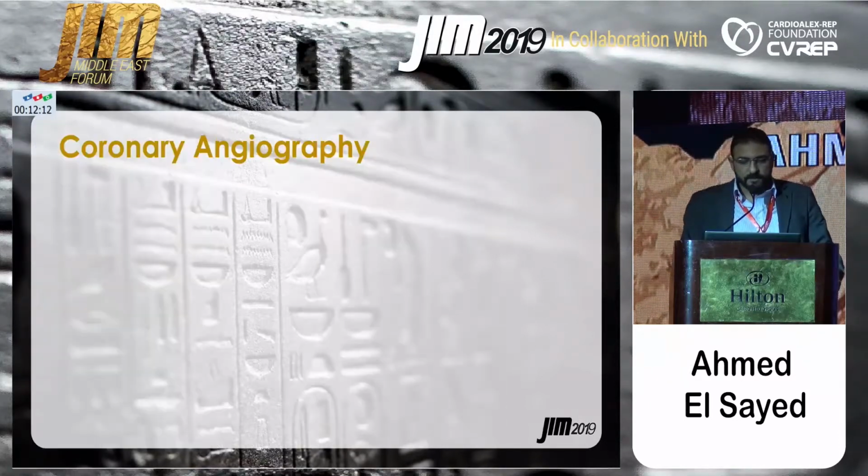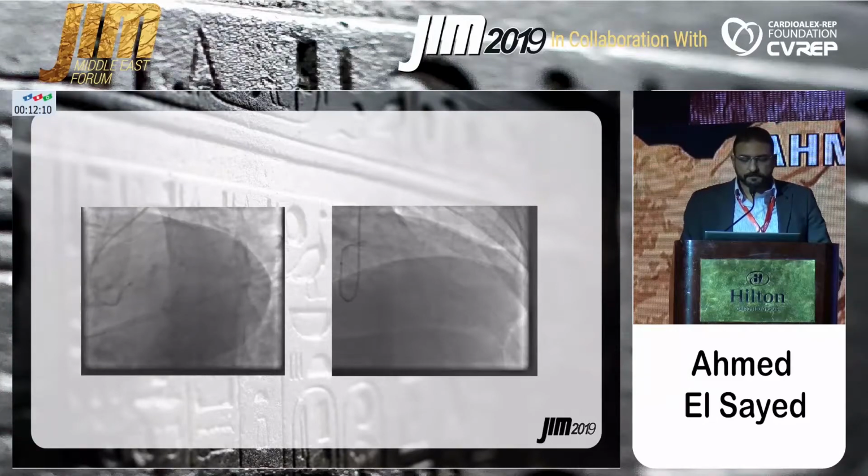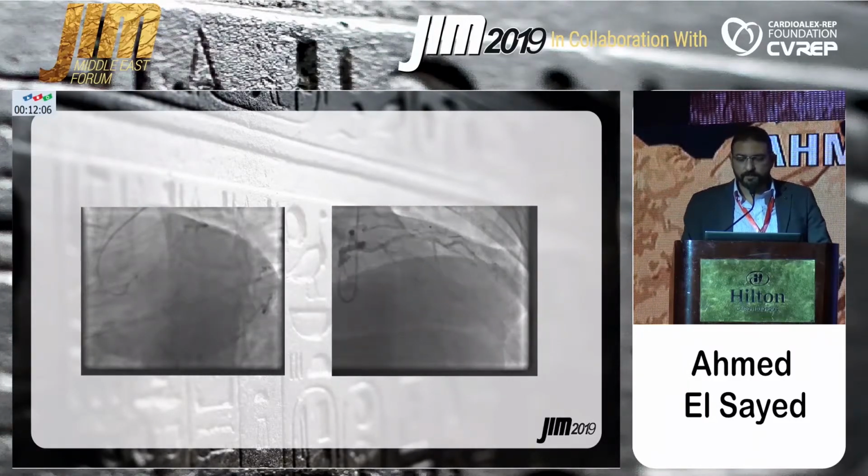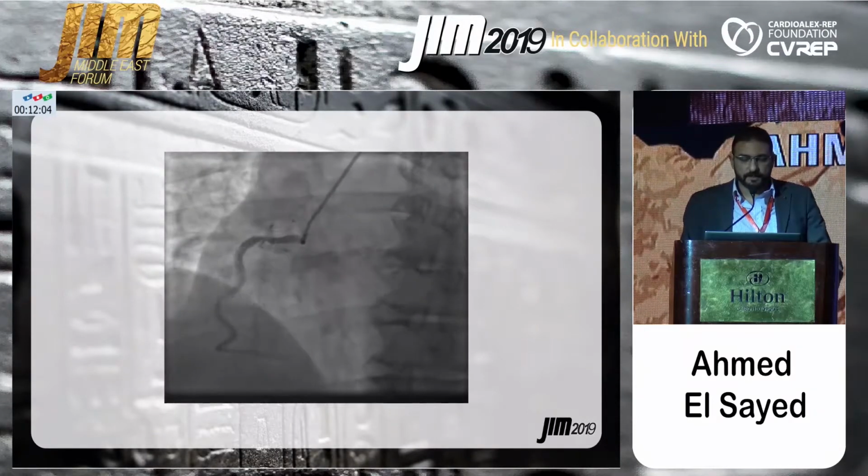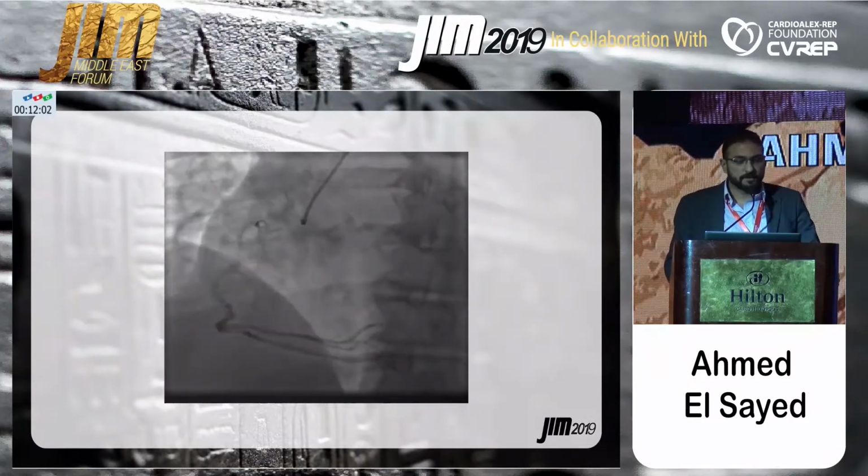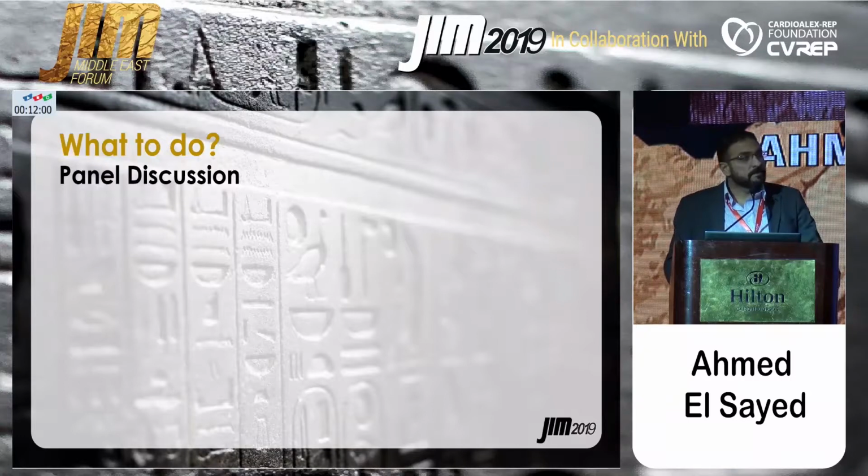So this was a CT and this was a coronary angiogram. He had insignificant coronary artery disease with 40% proximal LAD and a 40% proximal right coronary artery. And now it's the panel discussion time. What should we do?